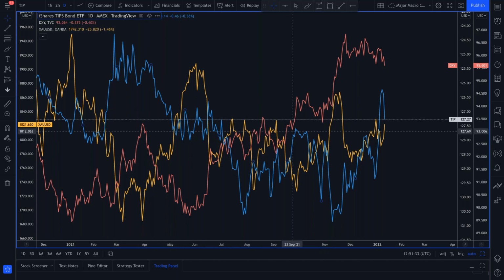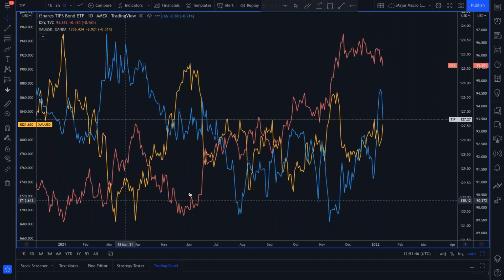Where's a good example? Yeah, here: real yields moving lower, dollar moving lower, gold moving higher. And real yields moving higher, dollar moving higher, gold moving lower. So if real yields keep moving lower and the dollar keeps moving lower, look for gold upside.